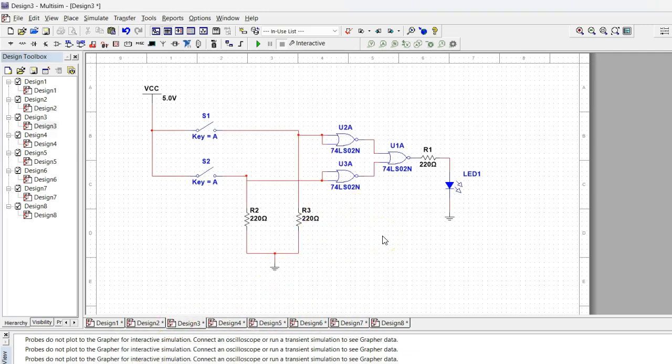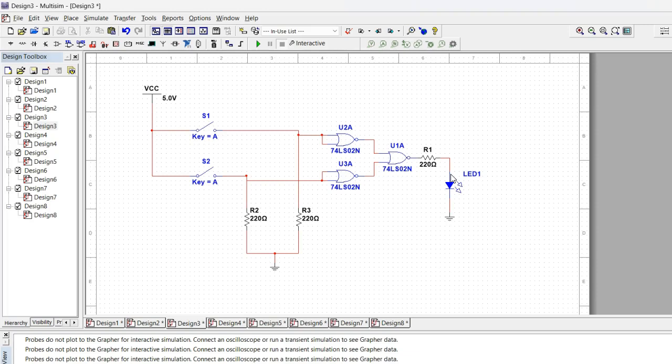And here is the third part. We have 3 NOR gates now. If we want the light to be on, we need the U1A output to be 1. So the two inputs will be 0 and 0.